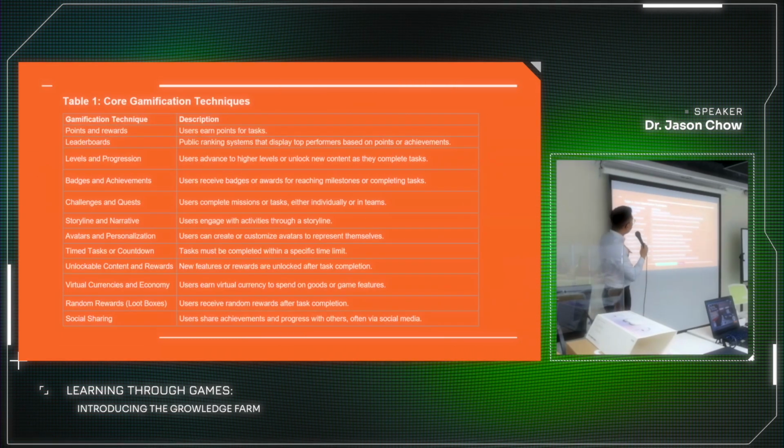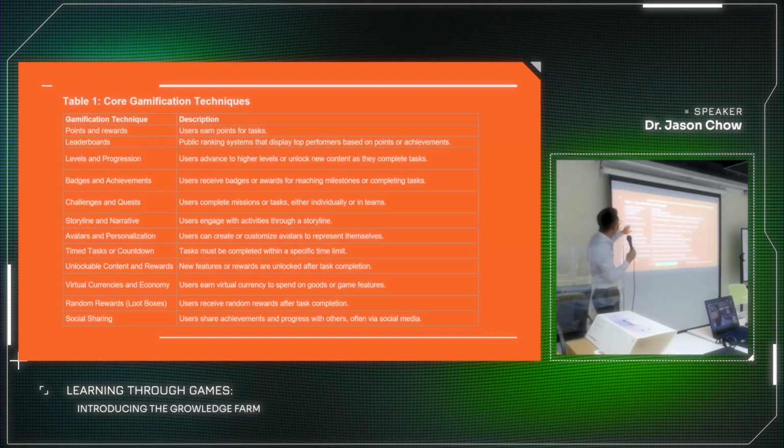So in the literature, when we talk about gamification techniques, there are a number of techniques that we extract from some very popular commercial games. For example, the simplest one is points and rewards. It means that users can earn points for task completion. So if they perform the task well, you give them some points. And then usually it is combined with leaderboards. It means that when they get points, they can show their points earned on a public ranking system that displays top performers based on points or achievements.